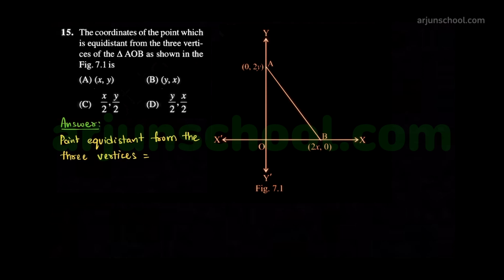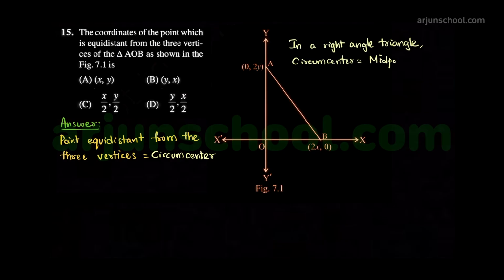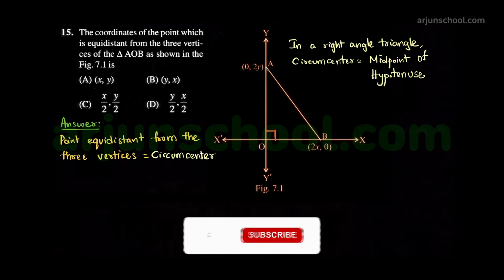The point equidistant from three vertices is the circumcenter by definition. The given triangle is a right angle triangle, and in a right angle triangle, the circumcenter is equal to the midpoint of the hypotenuse. And what is the hypotenuse in this triangle? The side opposite to the right angle, which is AB.